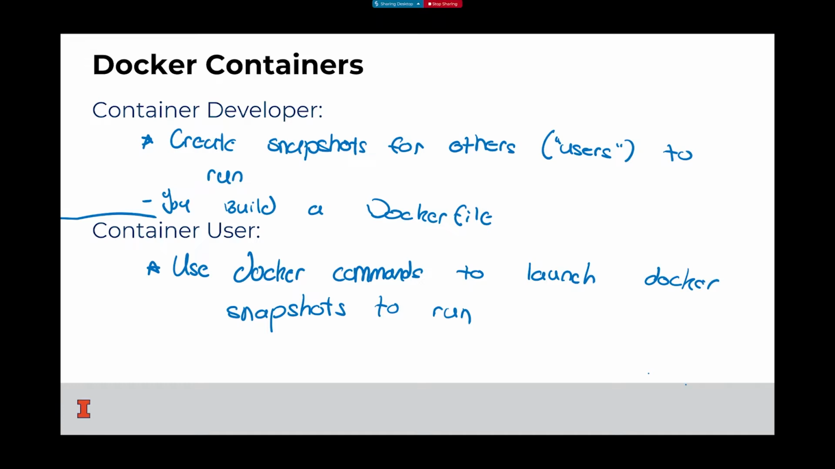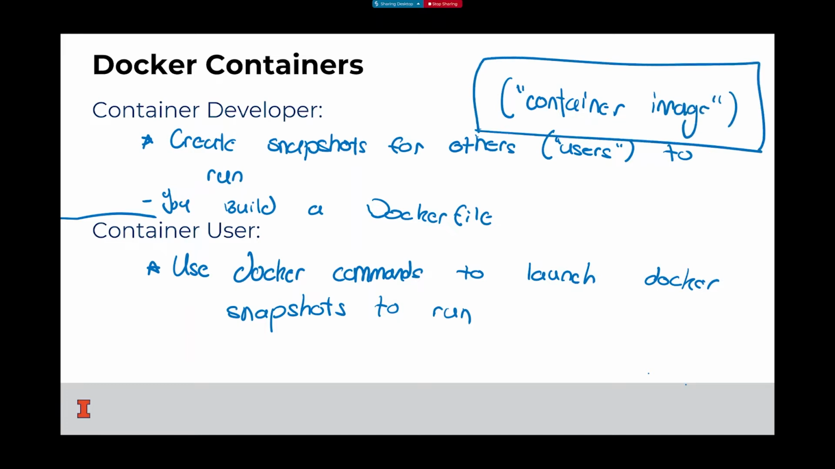As a container developer, your primary goal is creating a snapshot of a system. In that role, you're not ever running the snapshot; you're just creating it for others to run. A container user is going to actually use Docker commands to run the snapshot. Just so we're clear, once you have a complete snapshot of the system, we call this snapshot a container image. Container image is the Docker term for the snapshot that I have of the current system.